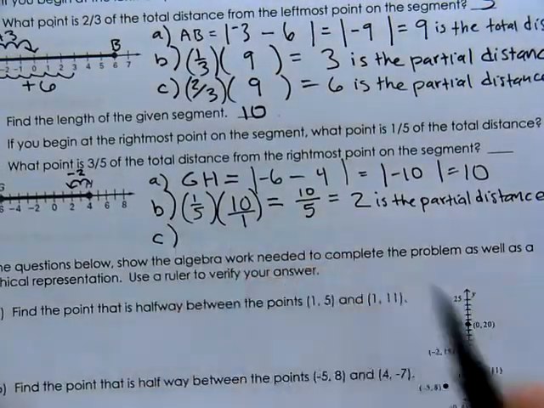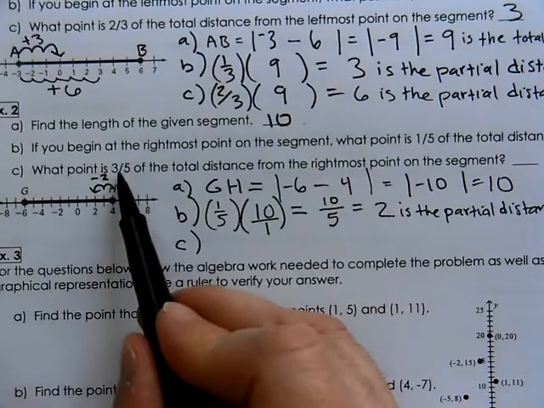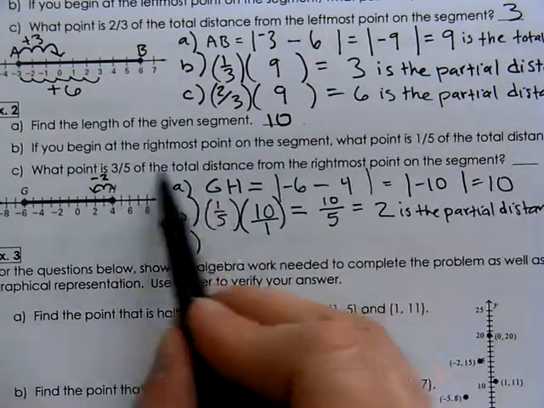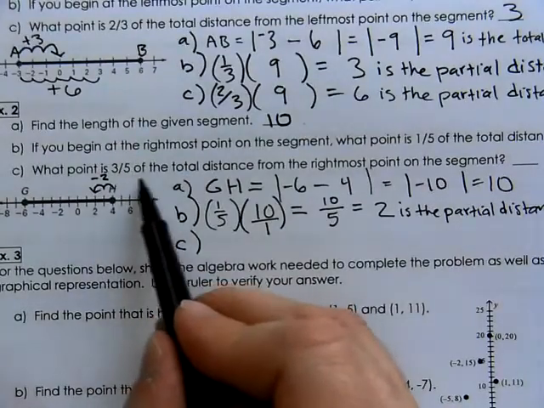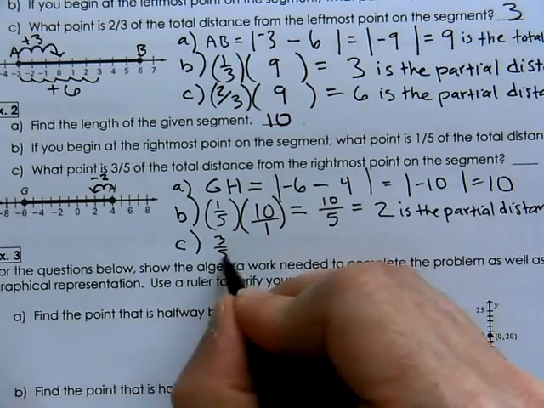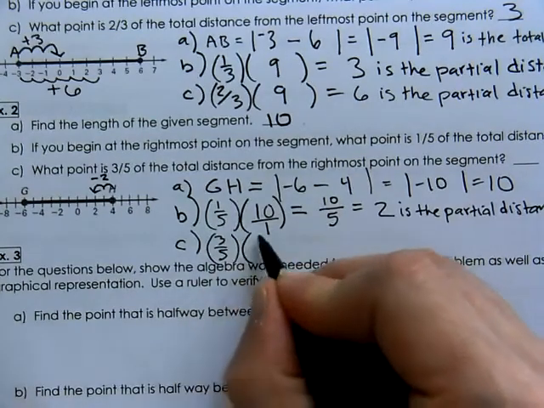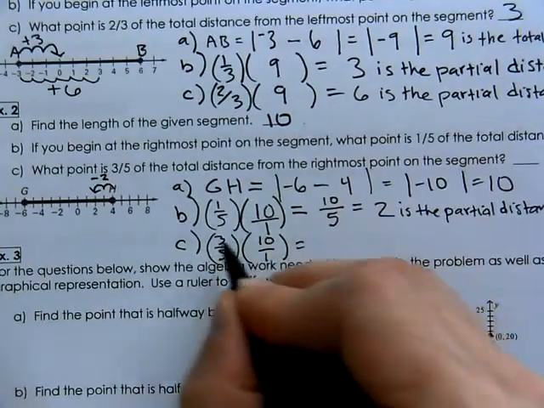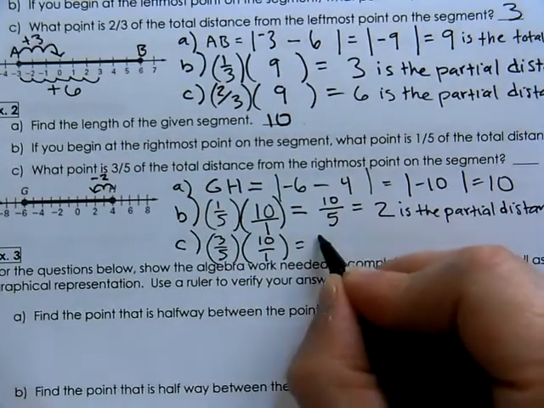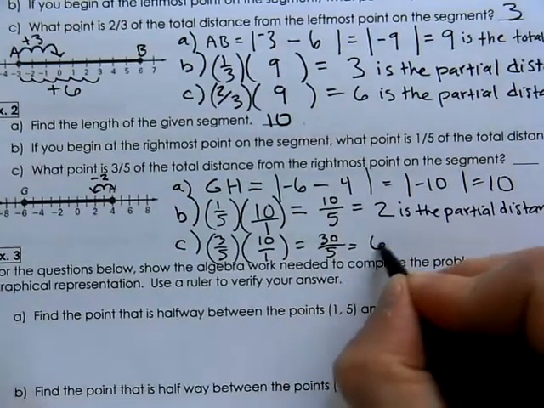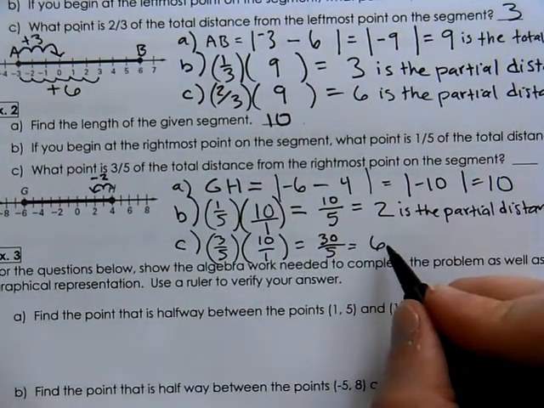Here's one more. Part C. What point is 3/5 of the total distance from the rightmost point of the segment? So this tells us what to do. 3/5 of means multiply, and the total distance. So here's 3/5 times the total distance of 10. So again, let's multiply our fraction straight across. 3 times 10 is 30. 5 times 1 is 5. Reduce the fraction and we get 6. So 6 is the partial distance.